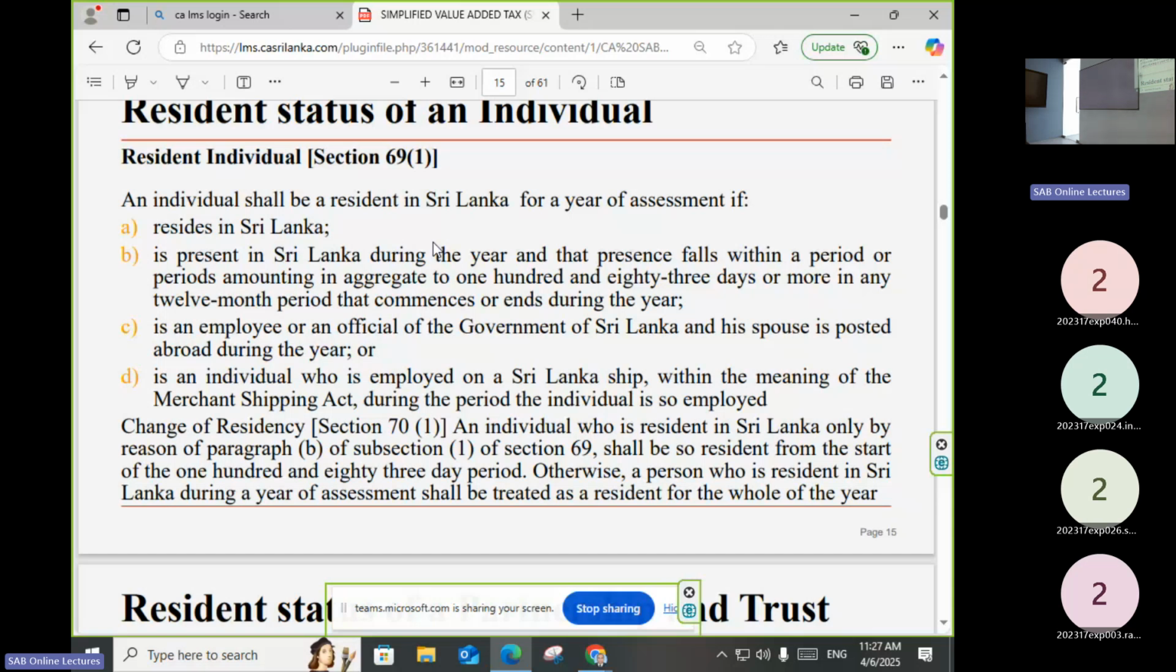Right? So both can be treated as Sri Lanka resident individuals during the period, but they work for the Sri Lanka government. And the fourth one is an individual who works in Sri Lanka, employed in a Sri Lanka ship.